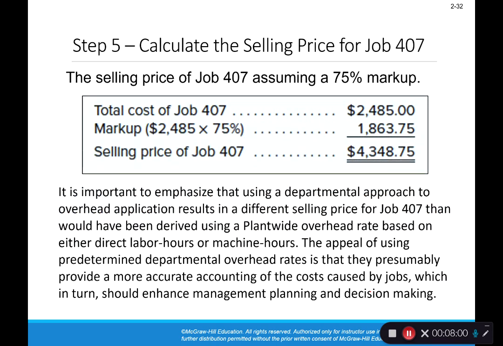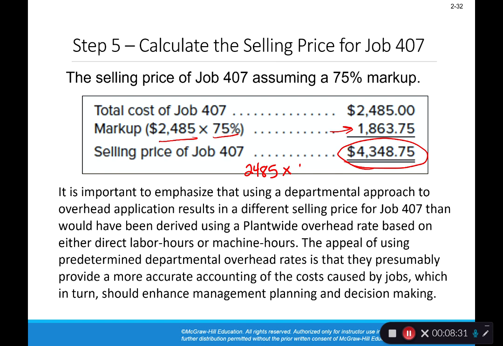So remember, way back when we started this problem, it said that they include a 75% markup on their jobs. So to figure out the markup, we take our cost, which is that $24.85 we just calculated, and then we multiply it by that 75% markup to get a markup of $18.63.75. We add that back to the original cost, and we get $43.48.75.